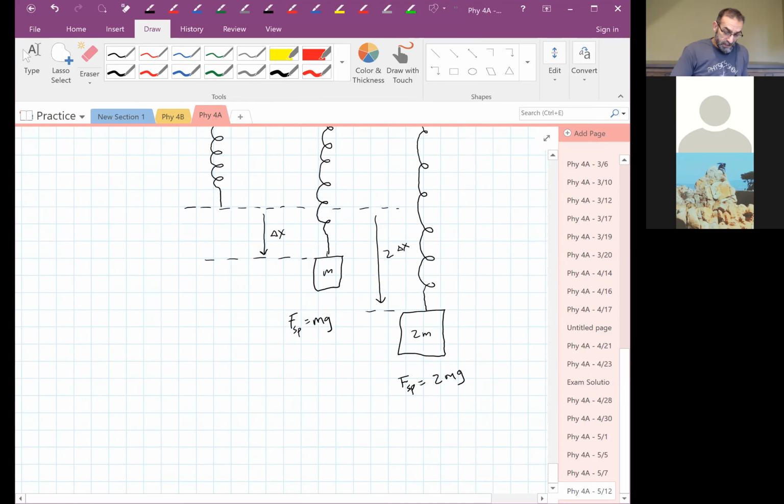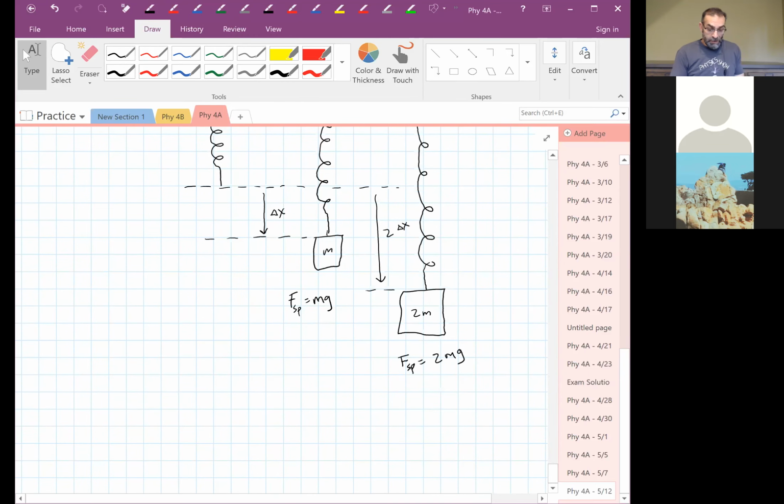So for most springs, this is the relationship we see. The spring force is proportional to the distance that the spring is stretched or compressed. In this case, it's stretched. And this is called Hooke's law.